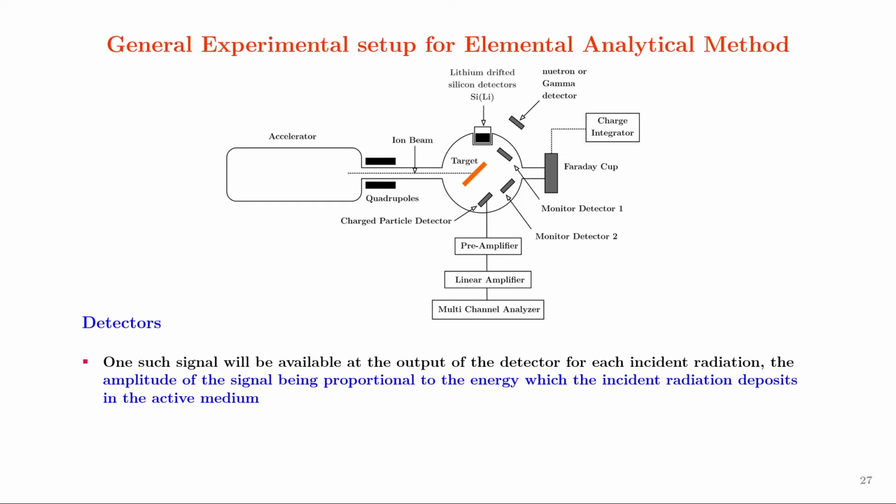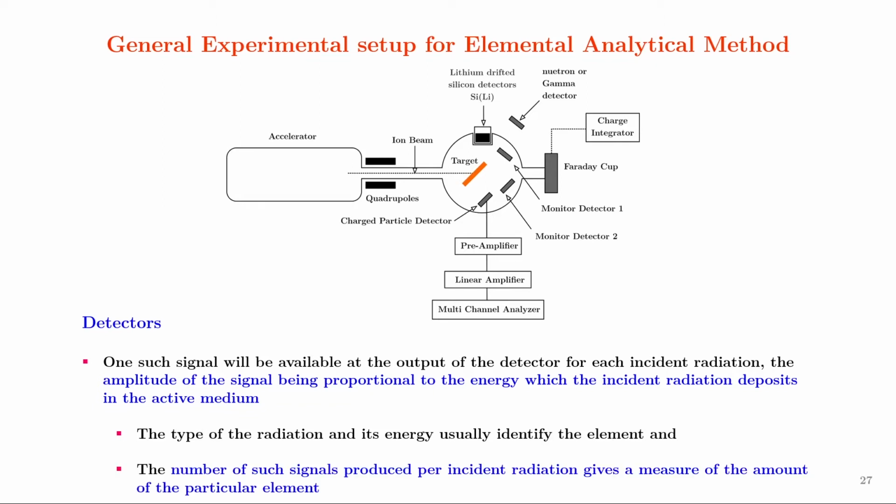One such signal will be available at the output of the detector for each incident radiation, the amplitude of the signal being proportional to the energy which the incident radiation deposits in the active medium. The type of the radiation and its energy usually identifies the element, and the number of such signals produced per incident radiation gives a measure of the amount of the particular element.